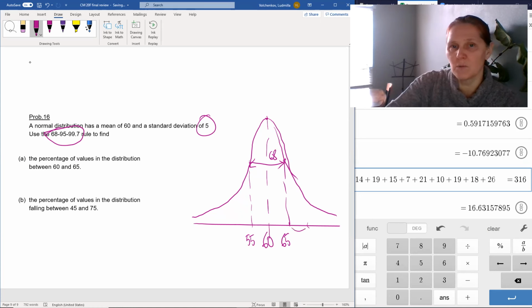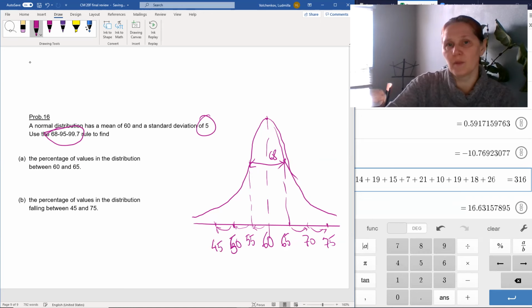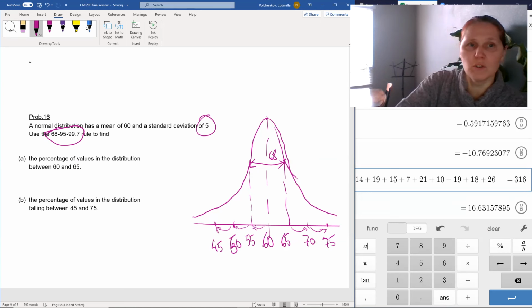Then one other standard deviation, plus 5, will be 70, and one more time plus 5 will be 75. And to the left, 55 minus 5 is 50, two standard deviations from the mean, and minus 5 one more time will be 45. So the first question is the percentage of values in the distribution between 60 and 65.